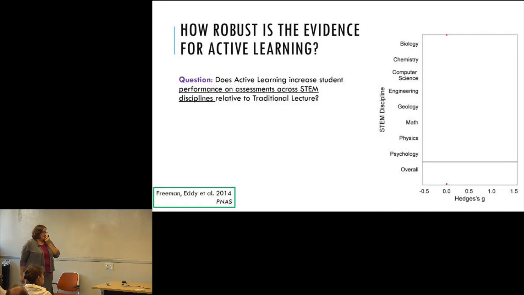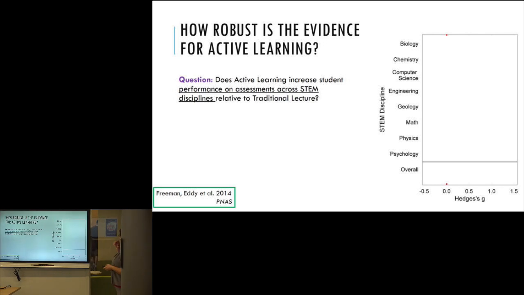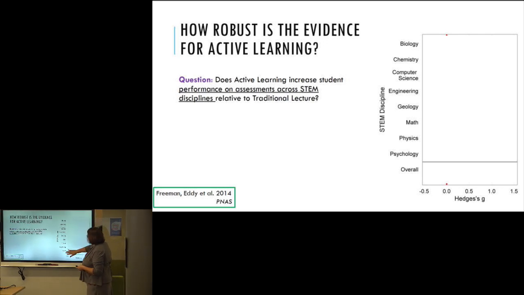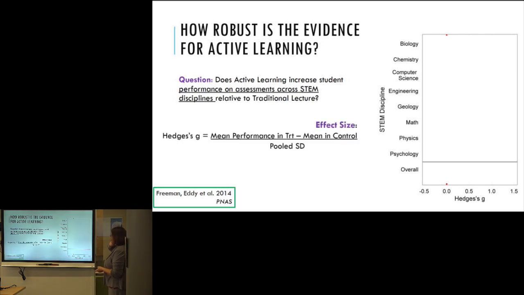All right, here's our first question. Does active learning increase student performance on assessments across STEM disciplines relative to traditional lecture? I want to orient you to this graph. Again, it's in the back if you can't see the one on the front very well. The first thing you might notice is that the disciplines are on the y-axis, and the outcome variable, which is our Hedges g, is on the x-axis. Hedges g is a measure of effect size. It's basically the mean in the treatment minus the mean in the control divided by the pooled standard deviation. So if it's above zero, treatment did better. If it's below zero, the control did better.